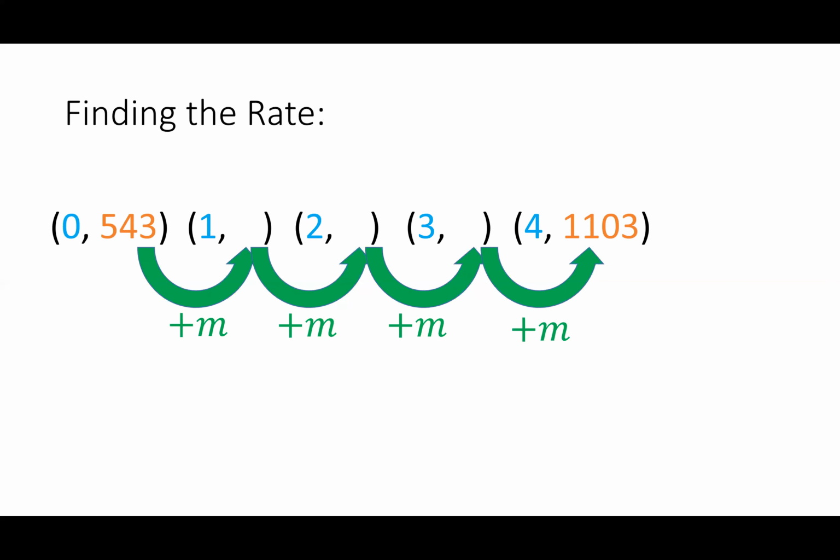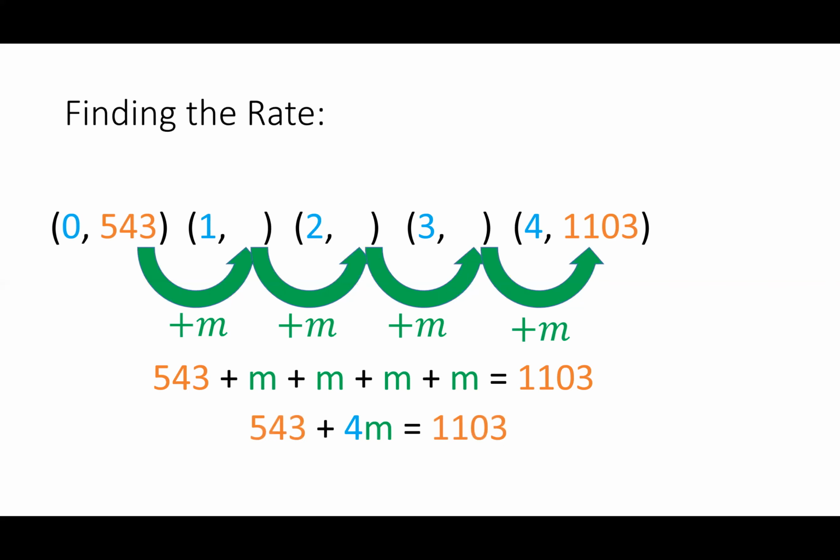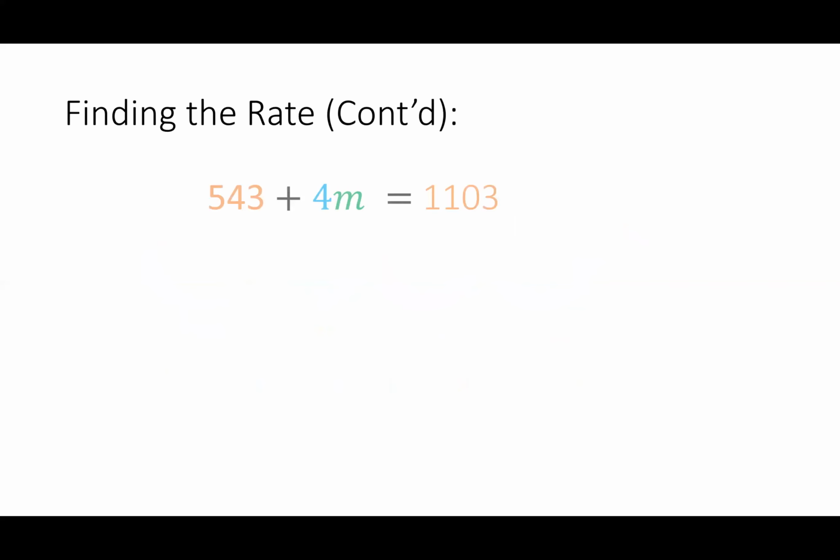So ultimately what I'm doing is I'm taking 543, I'm adding m to it 4 times, m plus m plus m plus m, and I'm going to get 1,103 pounds. I dumped 4 times the same amount. I started with 543, and now I've got 1,103. So I could also write this as 543 plus 4m is going to be equal to 1,103. So I want to solve for m. In order to do that, I'm going to start by subtracting 543 from both sides. And then I'm going to divide by 4. And that's going to tell me what my m value is.